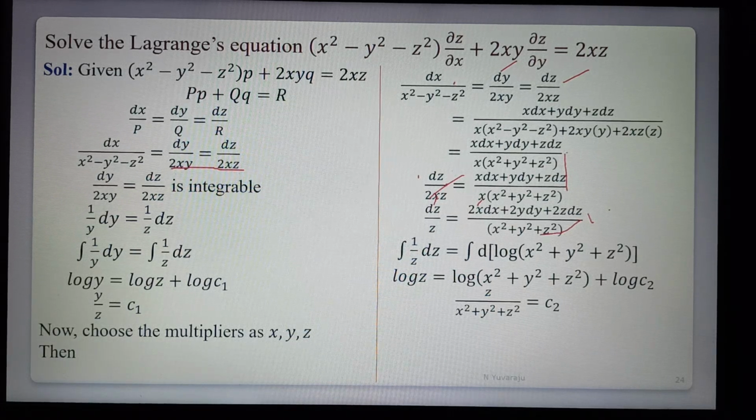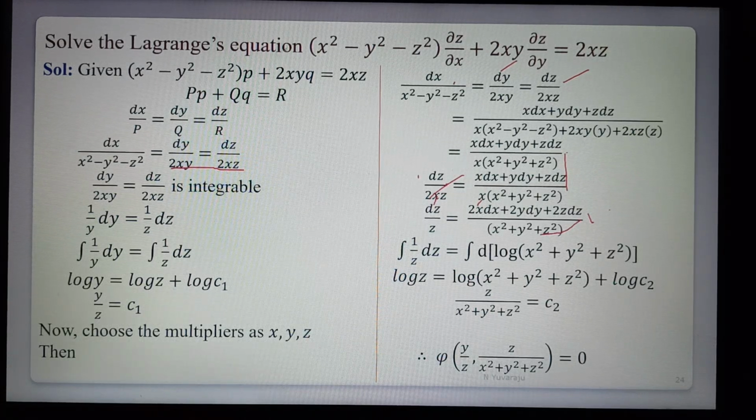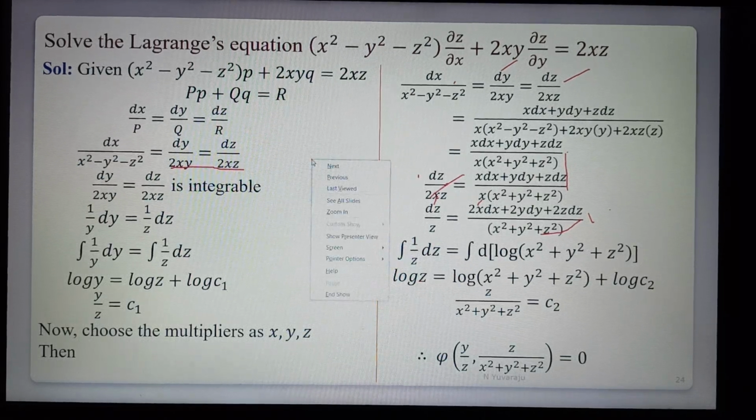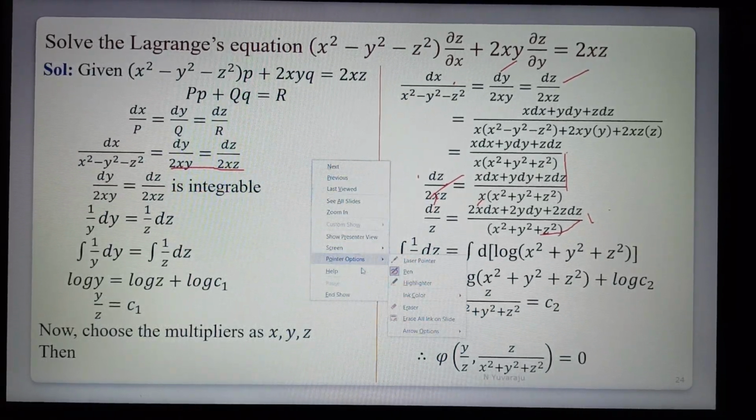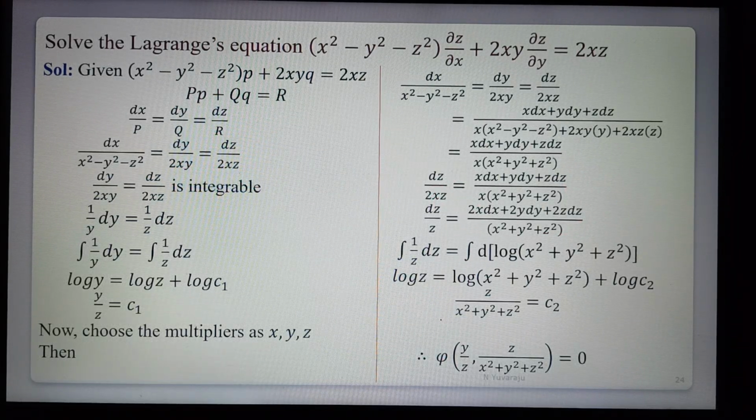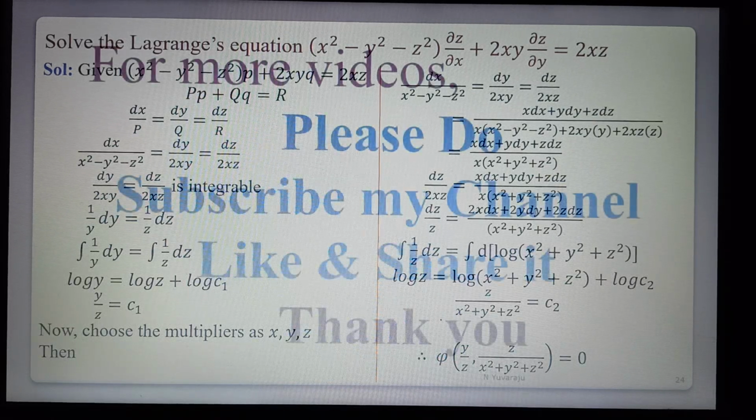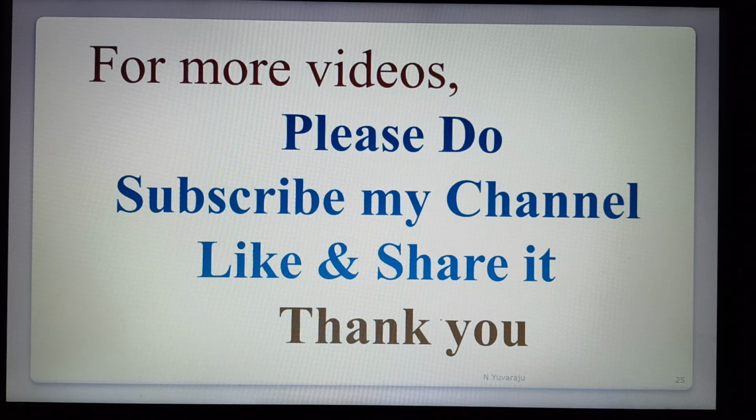So therefore the complete general solution is φ(y/z, z/(x² + y² + z²)) = 0. This is also an important question: after choosing the multipliers such that the denominator is not equal to 0, the total equation can be written as the derivative of some function, and after integrating we get the solution. Okay, so thank you. This is finding the solution of Lagrange's equation, that is a first order linear partial differential equation.